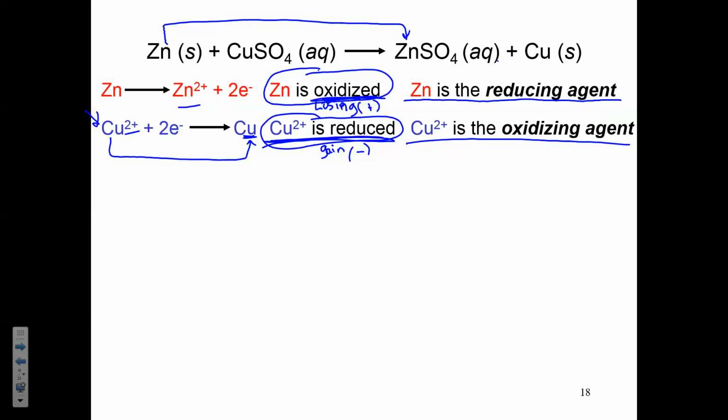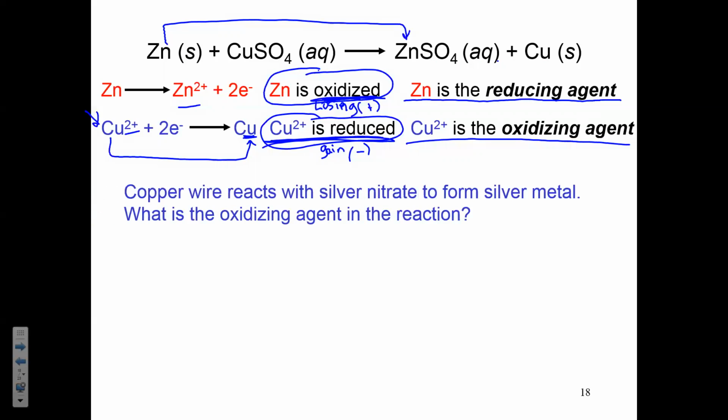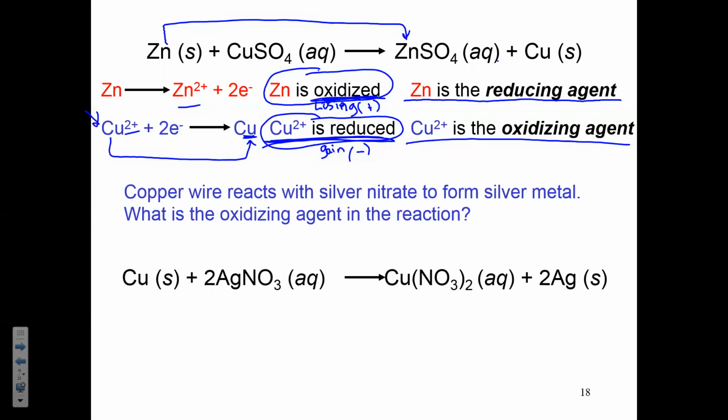Okay? So be prepared for being able to pick out the reducing agent and the oxidizing agent. And all of this will make sense in just a second. We'll get to it. Okay? So let's practice. And maybe I'll show you the rules first.